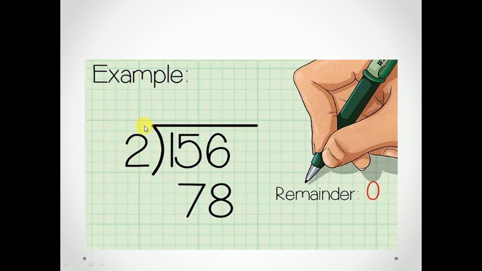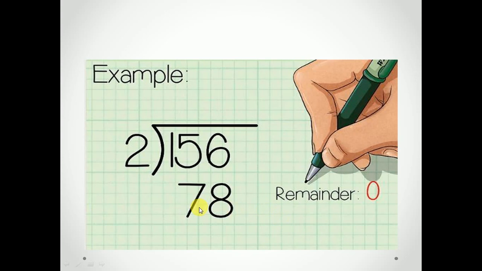So you have to divide this number 156 by 2. By how much will it come? The quotient will come as 78, and the remainder will come as 0, because there is no remainder. Nothing is left below it.